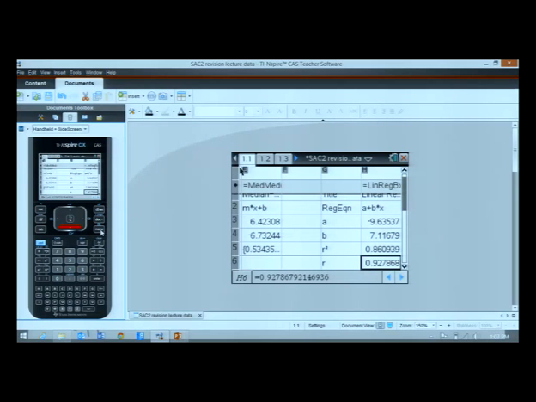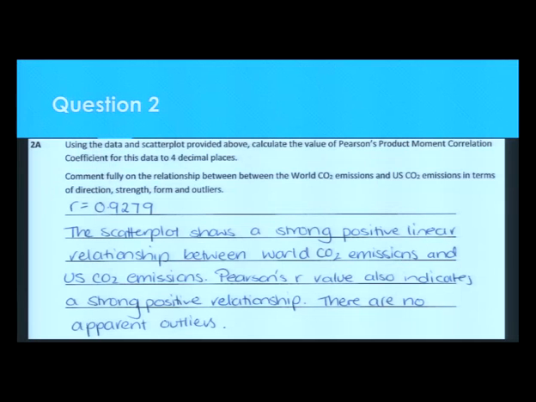So in this case, the R value, 0.9279, round up, 4 decimal places. That falls into the strong category, it's positive. So we can say our scatter plot strong, positive, linear form based on looking at it. If you see a curve, then you say non-linear. Okay? Any outliers? We said no, there weren't any. So we can comment on that there.